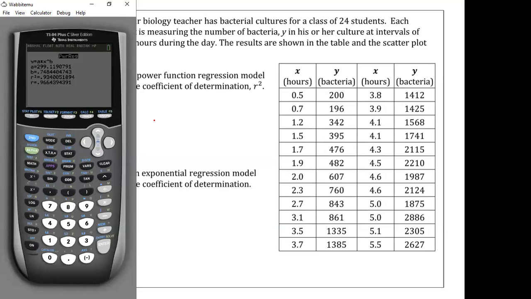I don't really do power regressions because they're normally wrong a lot of times, so weird. But if it asks you for it, so it asked us for it. So right here, we get y hat is approximately 299,119, and it's going to be x to the 0.748. And the R squared here is 0.934.